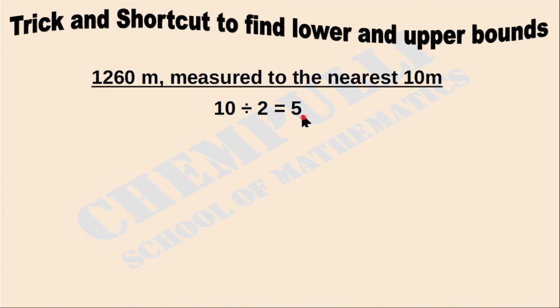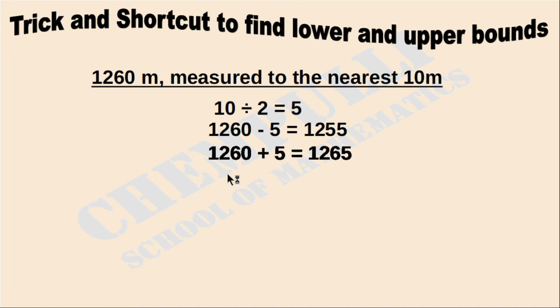To find lower bound, subtract this value from 1260. That is 1260 minus 5, you will get the answer 1255. To find upper bound, add this value to which one? 1260. That is 1260 plus which number? The 5. Then we will get 1265. That is the upper bound. Then we can write it as an inequality like this: 1255 less than or equal to x, here only less than, 1265.